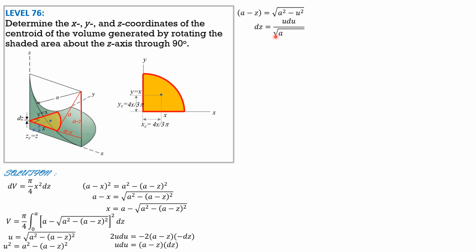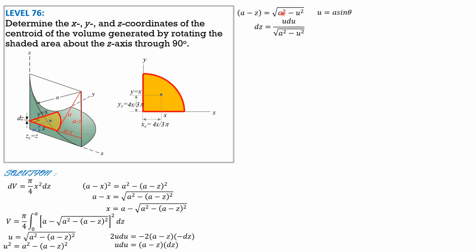So that dz is u du over a minus z. And since a minus z is the square root of a squared minus u squared, we replace a minus z by the square root of a squared minus u squared.